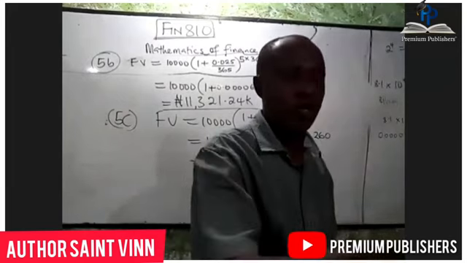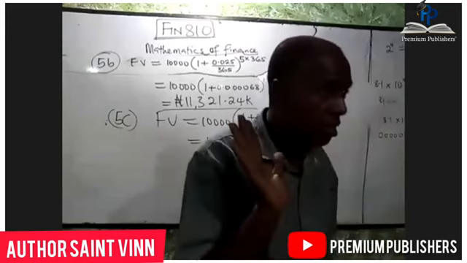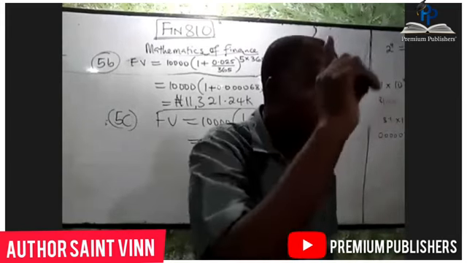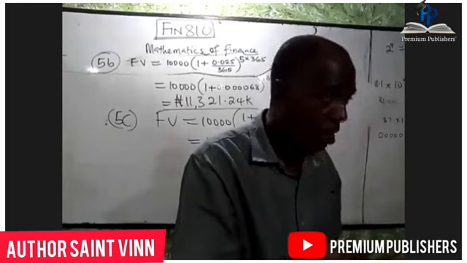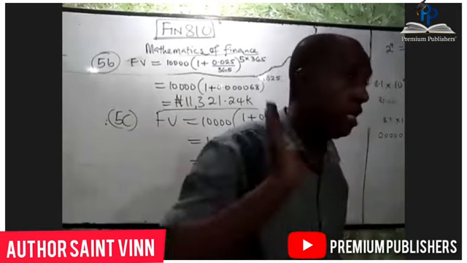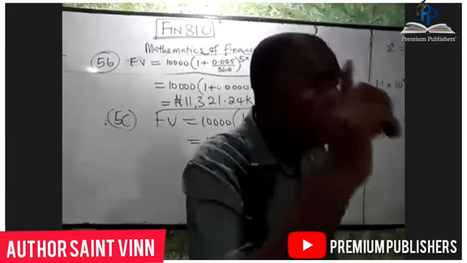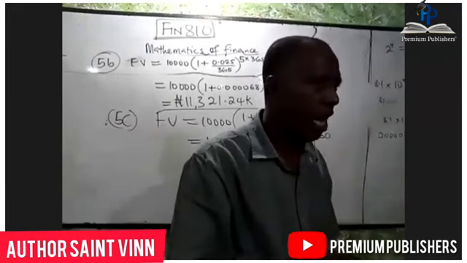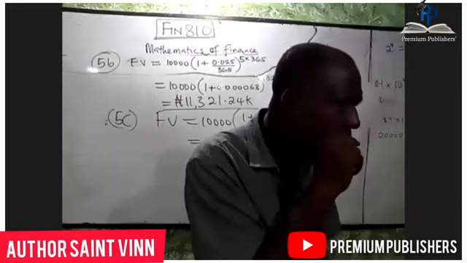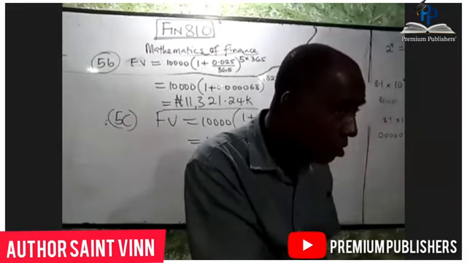Let me just come this way. Weekly, that is once a week. 52 weeks in a year. Now, fortnightly means every 2 weeks they pay interest. How many will they pay in a year? 26. Good, thank God.